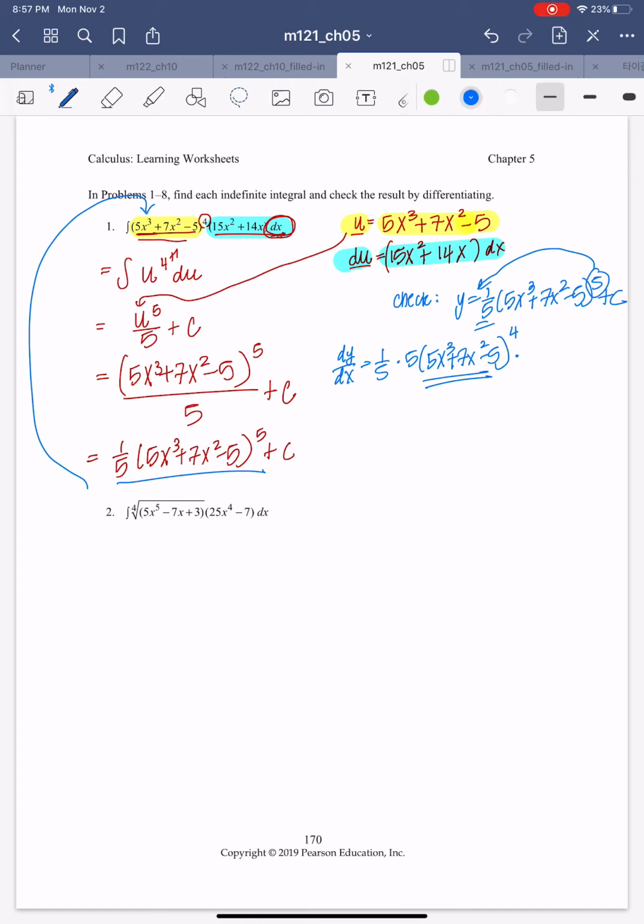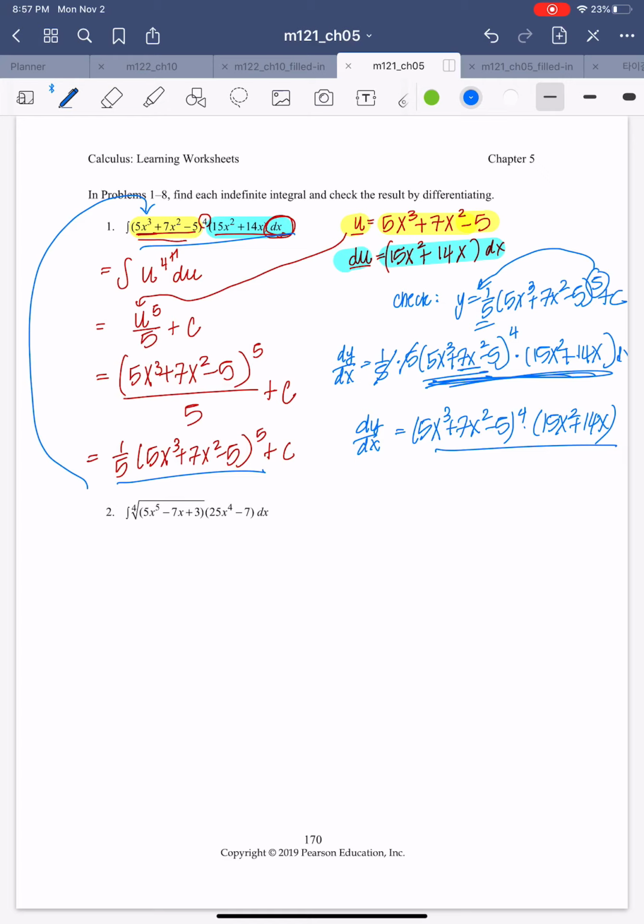What's that? Well, that's the derivative of 5x cubed, which is 15x squared, plus 14x, and then minus 0, dx. The 5 and 5 cancel out, leaving us dy dx as just this one over here: 5x cubed plus 7x squared minus 5 to the fourth power times 15x squared plus 14x. And that's what you see right there.